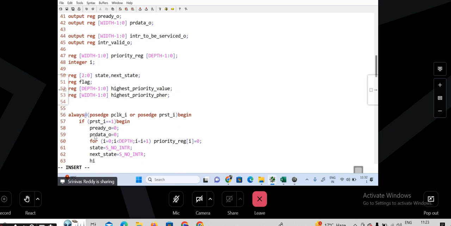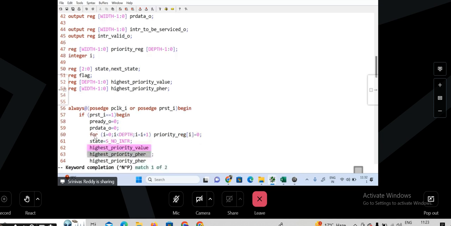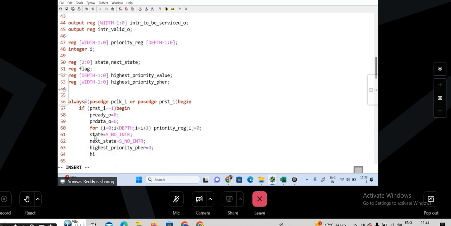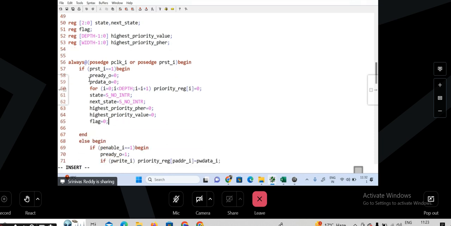Next, what I need to do? Initial begin and end. Hash 5. Initial begin and end, what I need to do? If my preset, right? Preset is equal to 1. Next, what I need to do? If my preset is equal to 1, all my reg data type becomes what? Zeros. Correct.